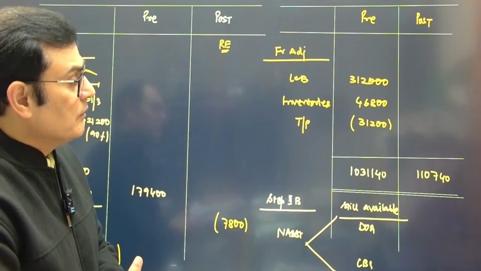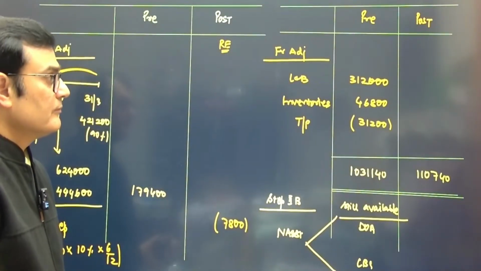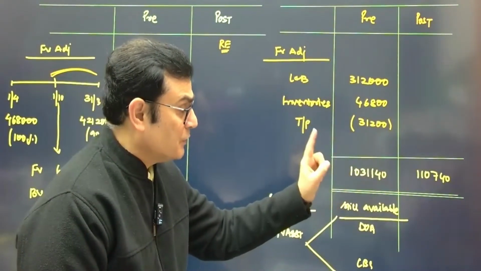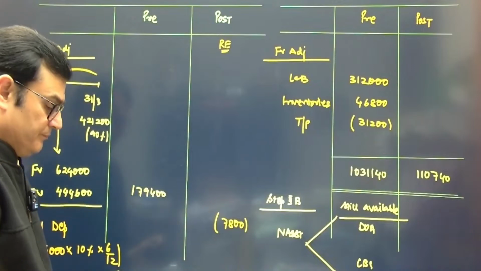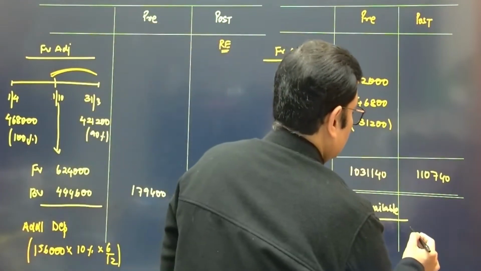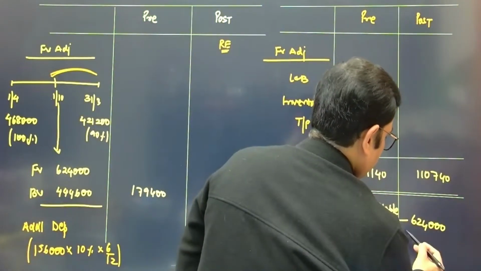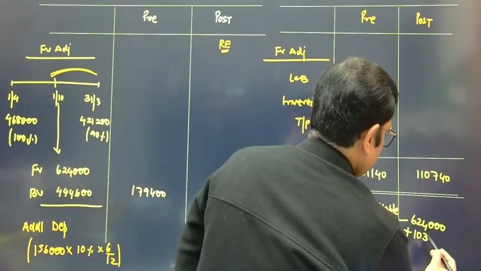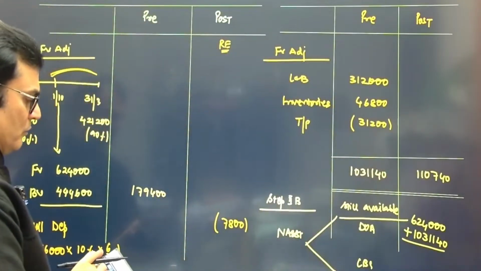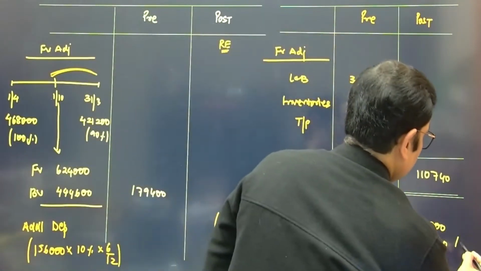So tell me what is still available on the date of acquisition? Which figure is this, still available on the acquisition date or the balance sheet date? Equity share capital plus the pre-profit. Right. So the equity share capital was 624, if I remember rightly, and this is going to be 1031,140. So 1031,140 plus 624 is 1655,140.